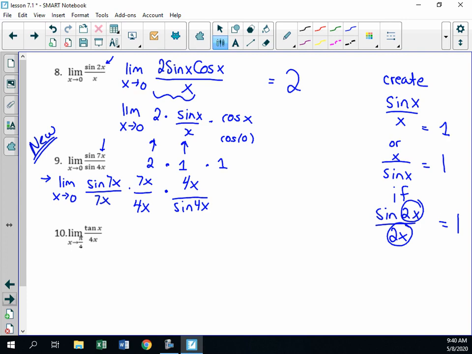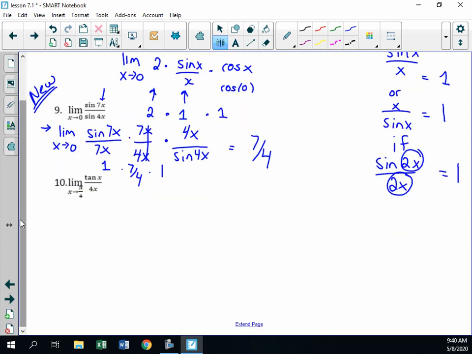So now that I've multiplied the top and the bottom, both by my 7x and my 4x, we can now evaluate. This has a value of 1. These x's cancel. I get 7 over 4. And this last one equals 1. So the value of this limit is 7 over 4.